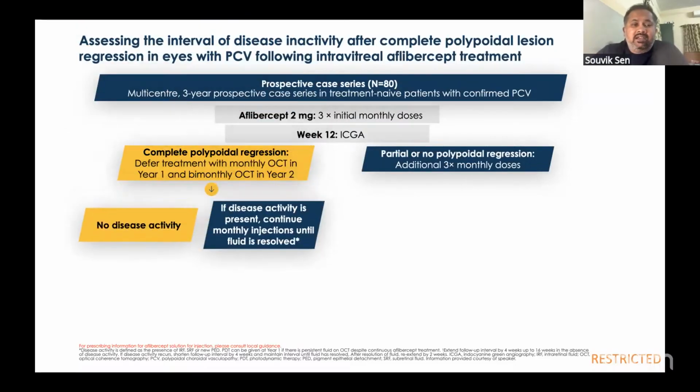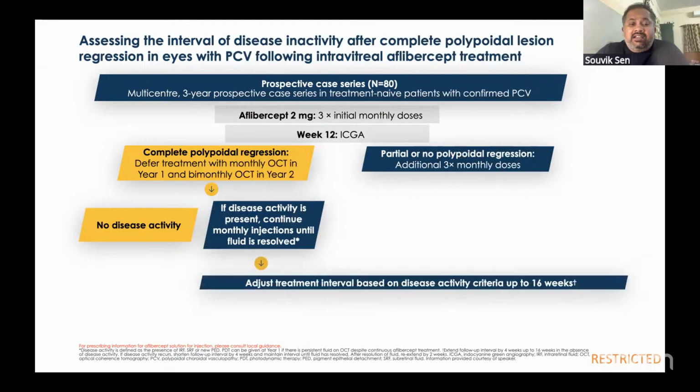Now, when we do this, there are two possibilities. Either that results in no disease activity, or if disease activity is still present, we continue monthly injections until the fluid is resolved. But the question is how many injections, at what intervals? This depends on the level of activity that we're getting. So even if we are continuing injections, we have to gauge the level of activity to determine how many and at what intervals. And if we are spacing it out with a treat and extend regimen, we should not go beyond 16 weeks. The criterion is that 16 weeks is the maximum interval between two injections.